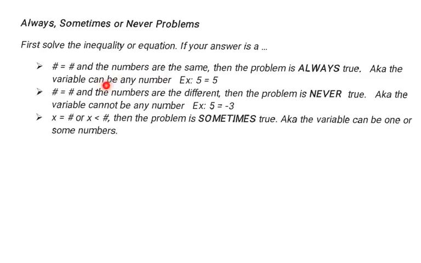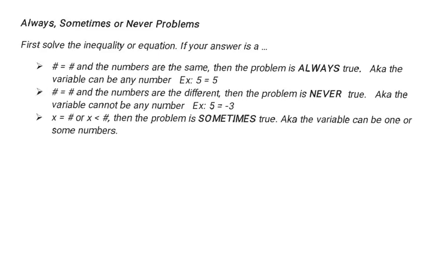Because it can be any number, it will always be true, because you can pick any number and it'll become true. Now, if all the variables disappear again and you're left with a number equals a number again, but those numbers are different, such as 5 equals negative 3, or 2 equals 1, or negative a half equals 52, that's never going to be true. There's no number out there that can be substituted in for that variable to make that equation or inequality true.